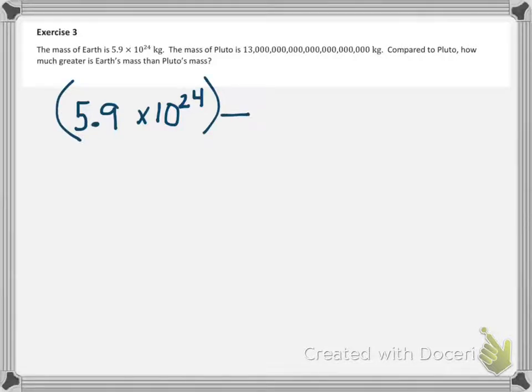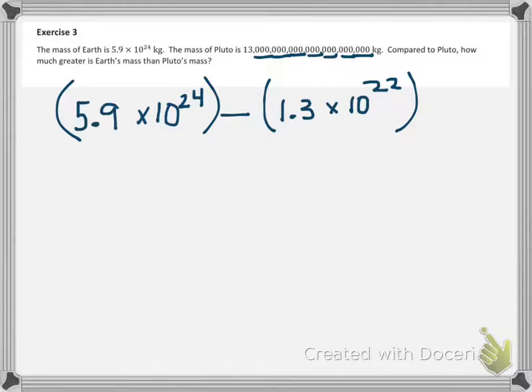Well, Pluto is going to be 1.3 times 10 to something, and we've got to figure that out. 3, 6, 9, 12, 15, 18, 21, 22, 10 to the 22nd power. So there's Pluto. And now we need to subtract. But remember, our exponents need to be the same in order to add or subtract. So I'm going to change my Earth into the 22nd power.